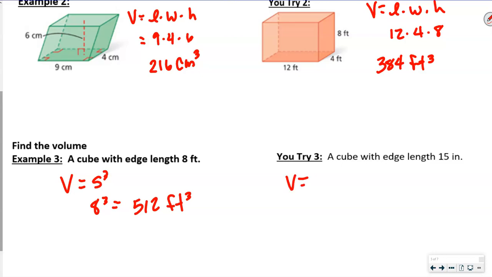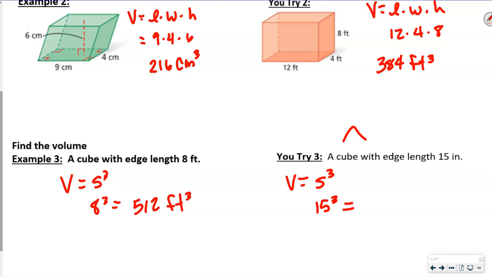Volume is equal to, again, our side length cubed, right? So that's going to be 15 to the third power. And hopefully you guys all know how to do that in your calculator by now. If not, you're looking for the caret symbol over on the right, okay? And that's how you're going to take that to the third power.